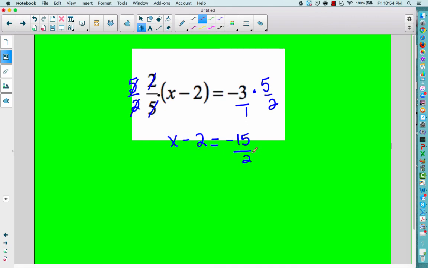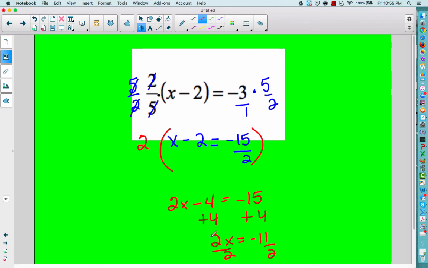Now, you could add 2 if you wanted to, but you could also clear fractions. So I'm just going to show you how that would work. I would multiply the entire equation by 2. And I would get 2 times x is 2x, 2 times negative 2 is negative 4, and then 2 times negative 15 over 2 would give me negative 15. I would add 4, so I would get 2x equals negative 11, and then I would divide by 2. So x is equal to negative 11 over 2.